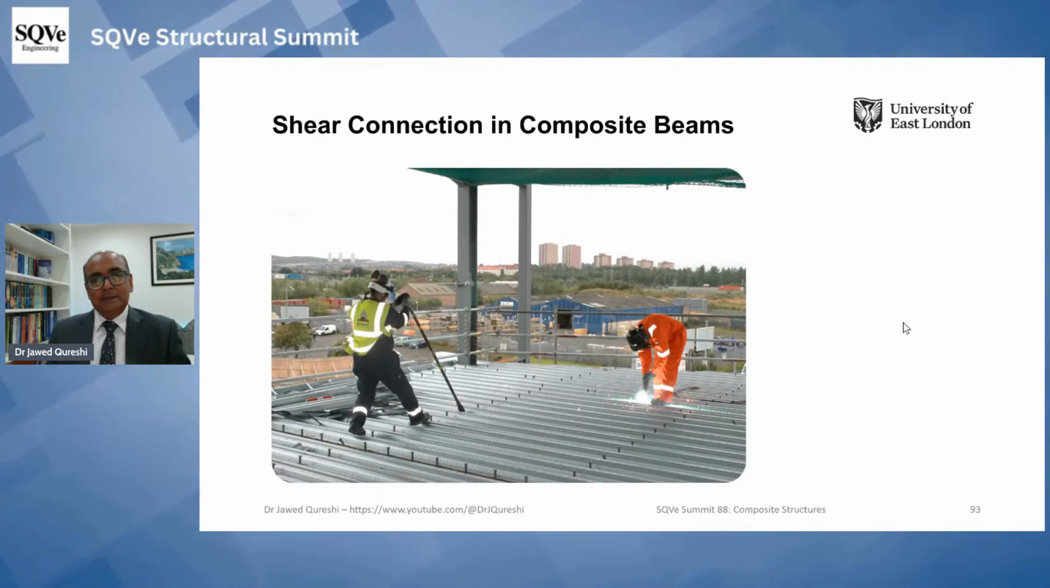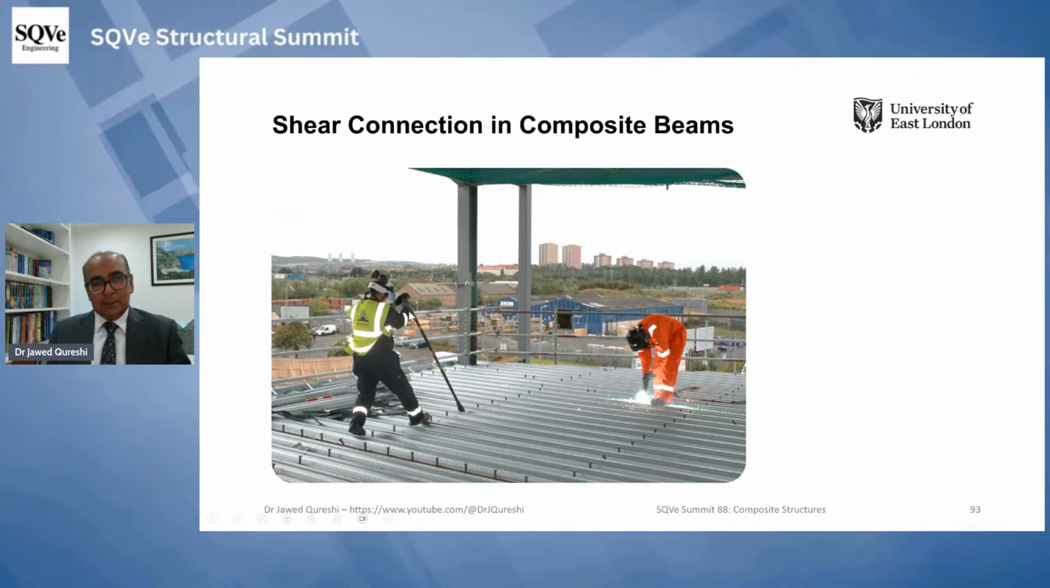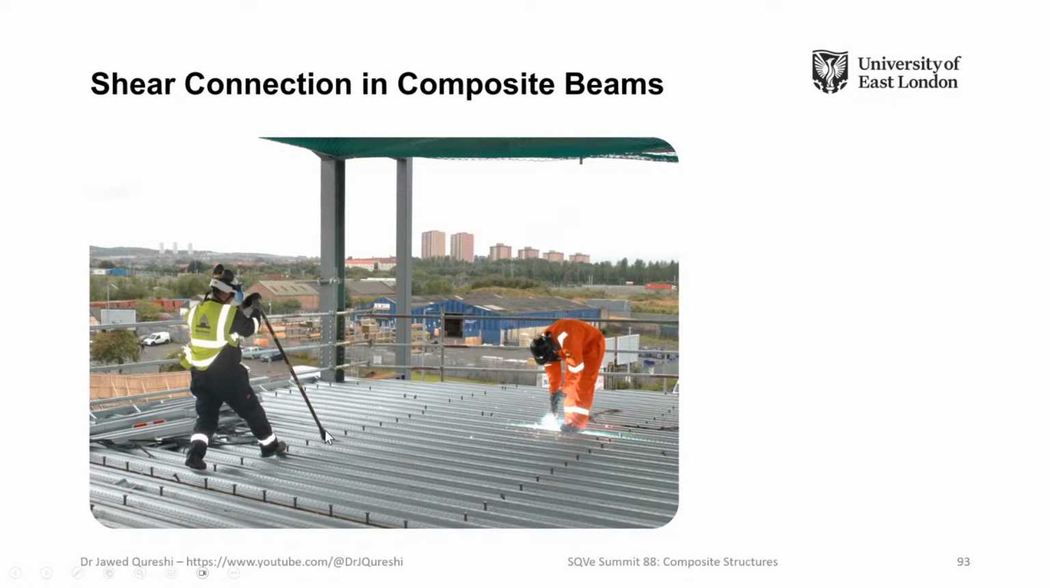Now, once we have welded these shear studs, how do we check them? Now, this is absolutely crucial. You can see this person is holding a long steel rod. It has got a hollow part inside. So what he is doing is putting this rod on shear studs and trying to bend it in both directions to see if the welding is fine or not. So this is very important.